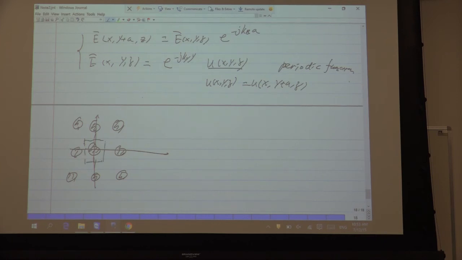This is the primitive lattice. You should know the reciprocal lattice: this is 2 pi over A, this is 2 pi over B. It's called the reciprocal lattice. Then we know the first Brillouin zone here. It's an irreducible Brillouin zone.